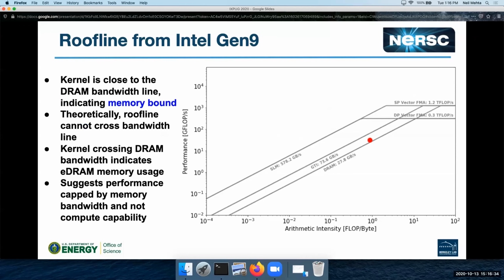And this leads us to a very interesting outcome on Intel Gen9. We see that even though this particular kernel is not bound by the memory bandwidth on V100, it is memory bound by the DRAM bandwidth line here. Now, notice that theoretically, a roofline cannot cross the bandwidth line at the level at which we measure the roofline, and we've measured this roofline at the DRAM level. Since it's crossing, we suspect that the EDRAM, which is a special memory used on Intel Gen9, is coming into play, which suggests that our performance is capped by the memory bandwidth.